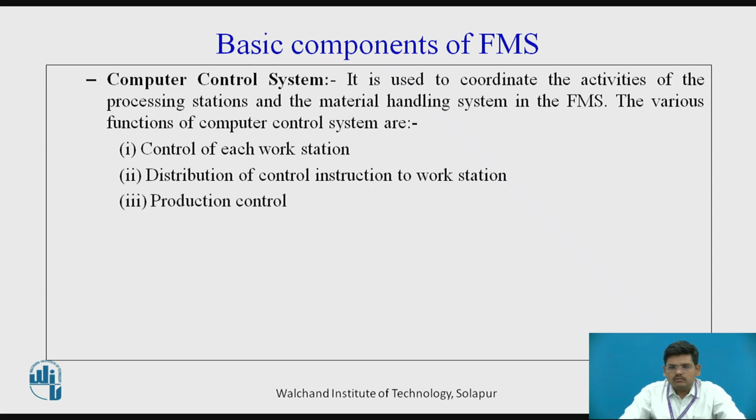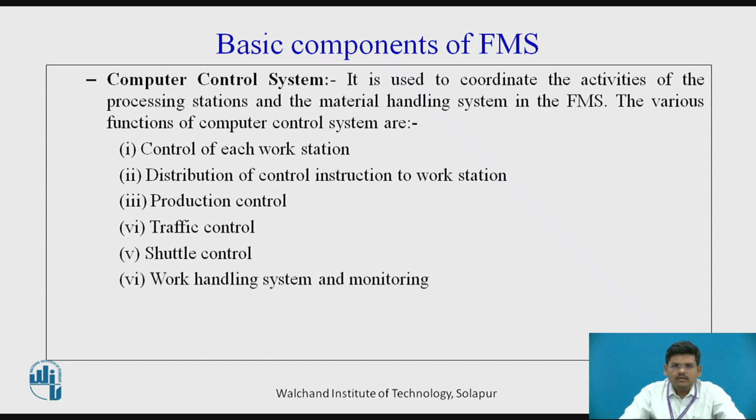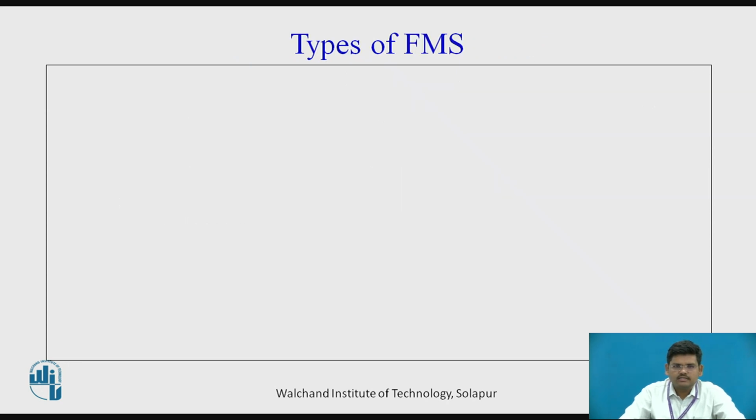Production control, what rate, how much time, everything is controlled. Traffic control is the sense of traffic of jobs. Shuttle control, that is conveyor control or AGV control. Then work handling systems and monitoring. Each and every process, movement of the job is done with the help of computer control system. Then system performance monitoring and reporting is also done with the help of central computer systems or monitoring systems.